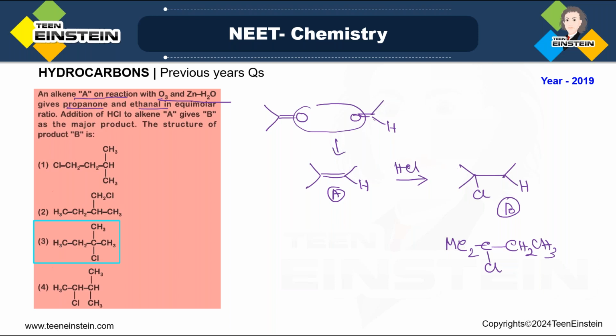So first you have to do the ozonolysis reaction, and basically the products of ozonolysis are given. You have to move backward and identify what is alkene A. Once you know the alkene A, then only you can proceed to find B, and the structure of B is given in the options. So option 3 is the correct option.